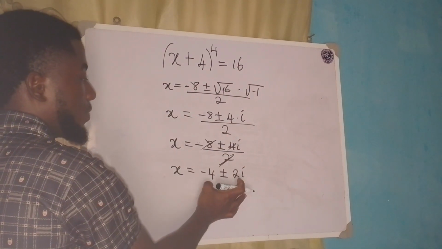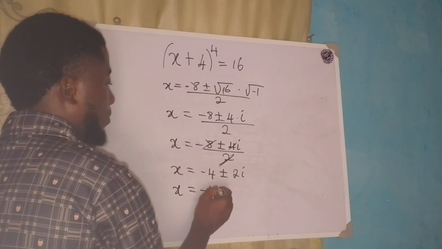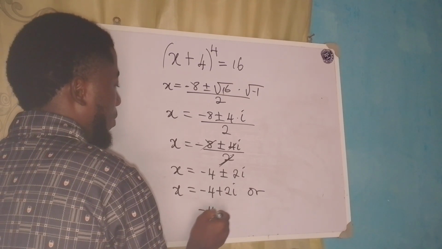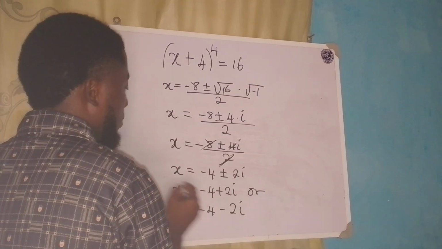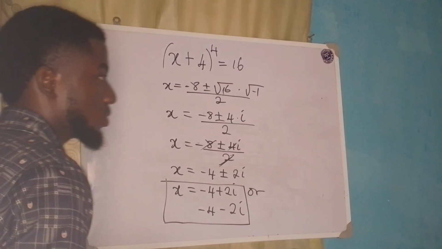So from here we have a 2-in-1 solution. x is equal to minus 4 plus 2i, or minus 4 minus 2i. So from here again, we have 2 additional solutions.